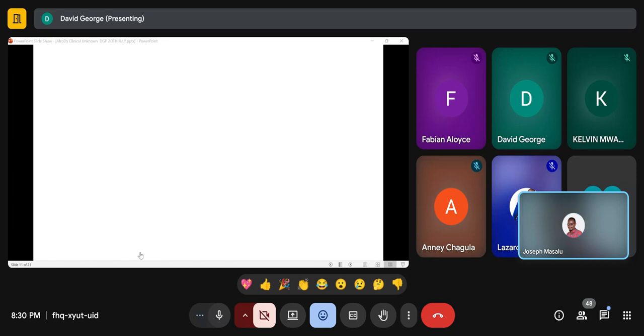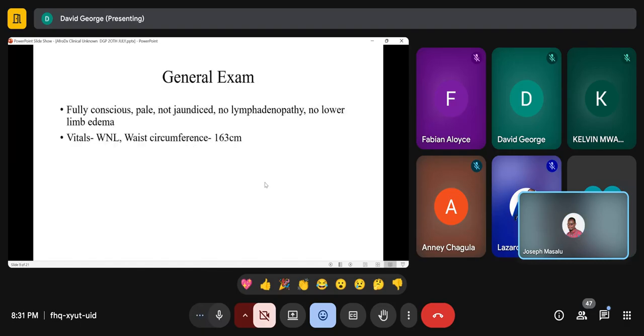So going back, I think there was a mention in the issue that this patient is also pale, right? Can I see the physical, the general exam? Yeah, so there's a mention. The most important thing, two things come up in this slide: this patient is also pale, and then there's increased girth, the waist circumference.